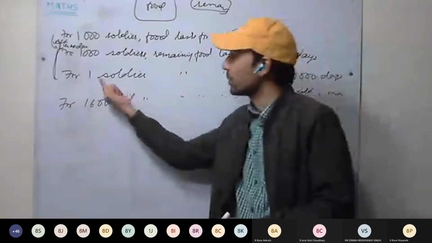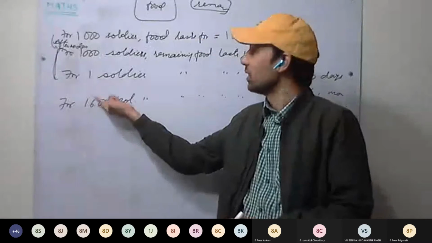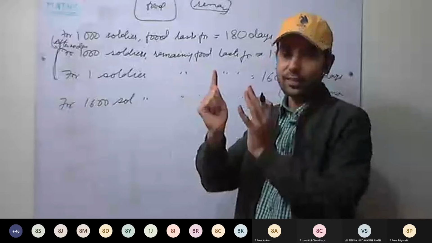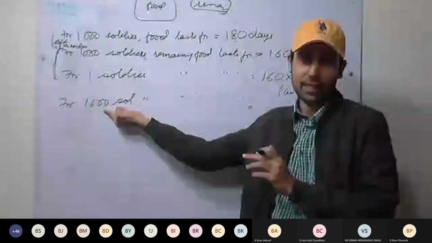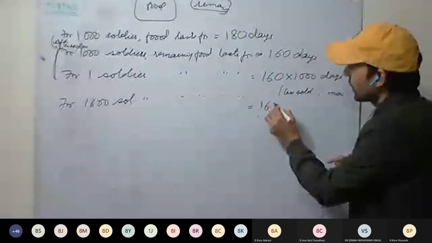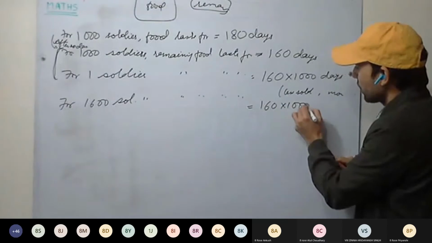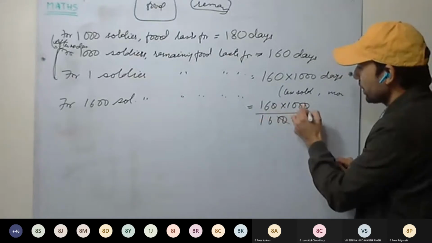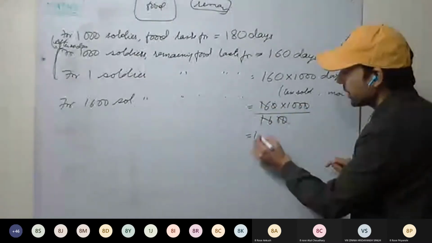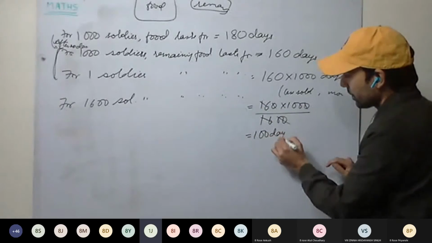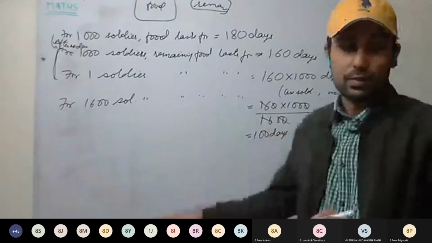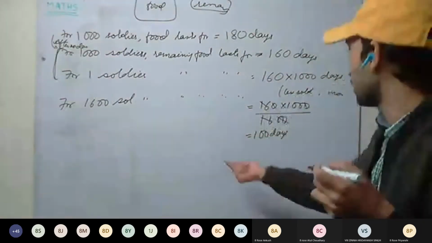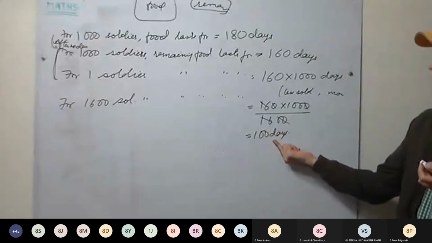Now see here, soldiers are increasing from one soldier to 1600. It means food will last for fewer days. That means we must divide by 1600. So 160 into 1000 divided by 1600. Two zeros went, 16 went. How many days? 100 days. So the food will last for 100 days.